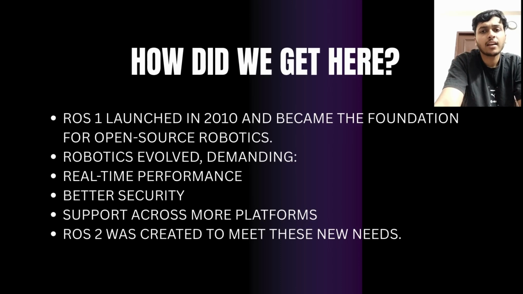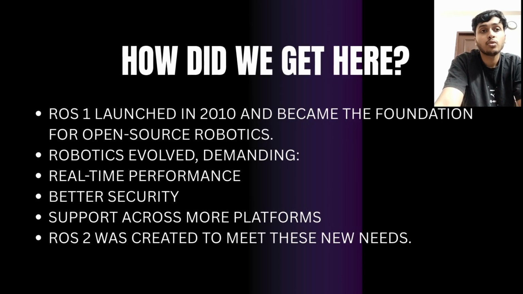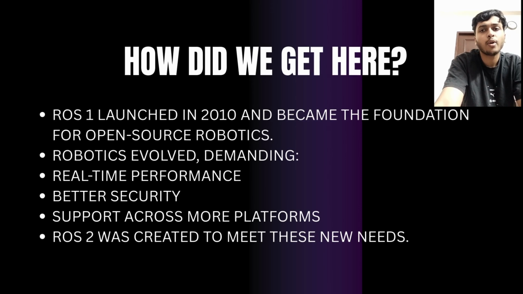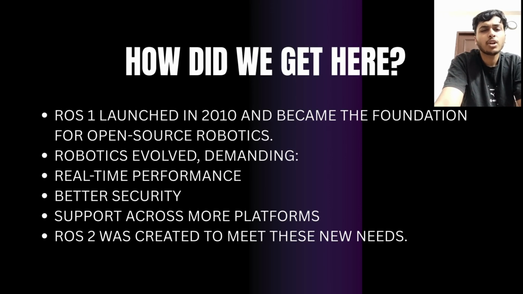So, how did we even get here? Like, how did we even reach ROS2? To give you a set of basic ideas about ROS1, the original ROS was introduced in 2010, and it was basically the most common and open source software for robotics development. It opened doors for different robotic frameworks and basically researching about robots. But over time, the people demanded more things like real-time performance, security, and multi-platform support. And this is where ROS2 was introduced to address these issues.